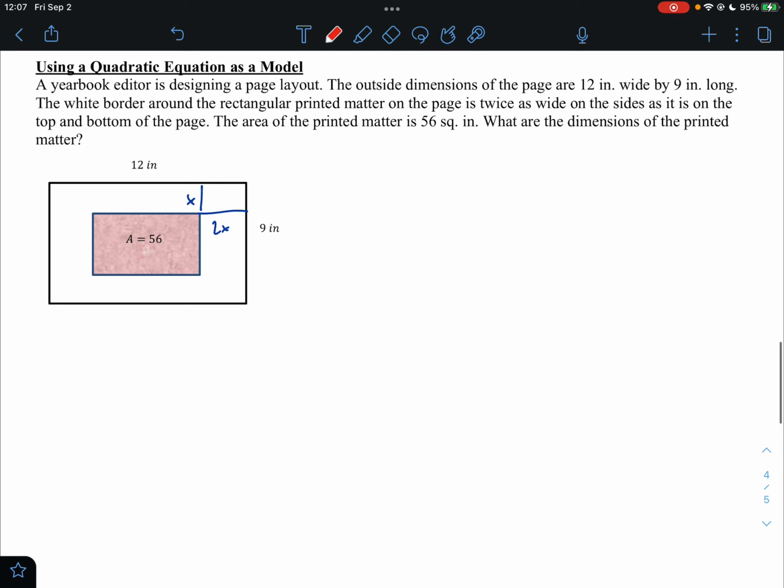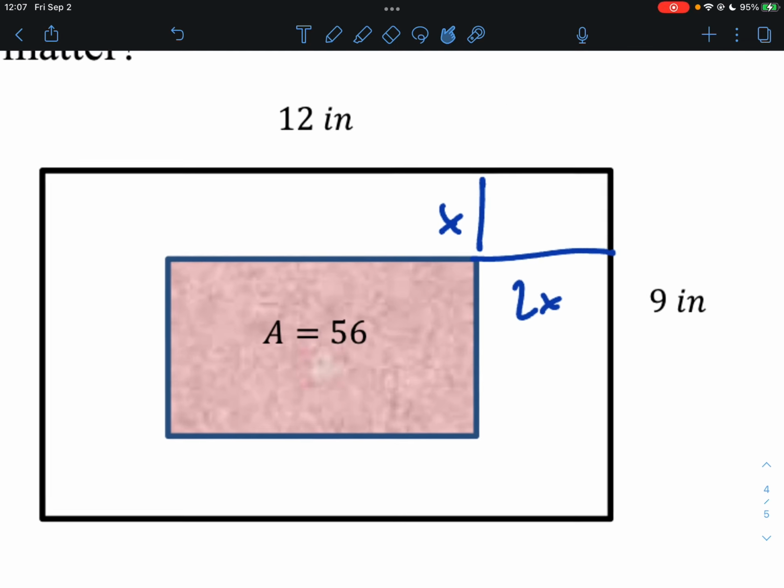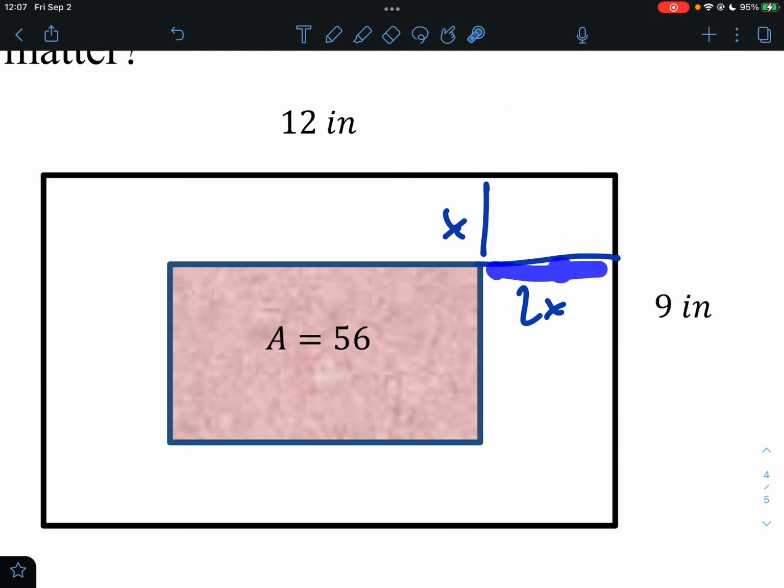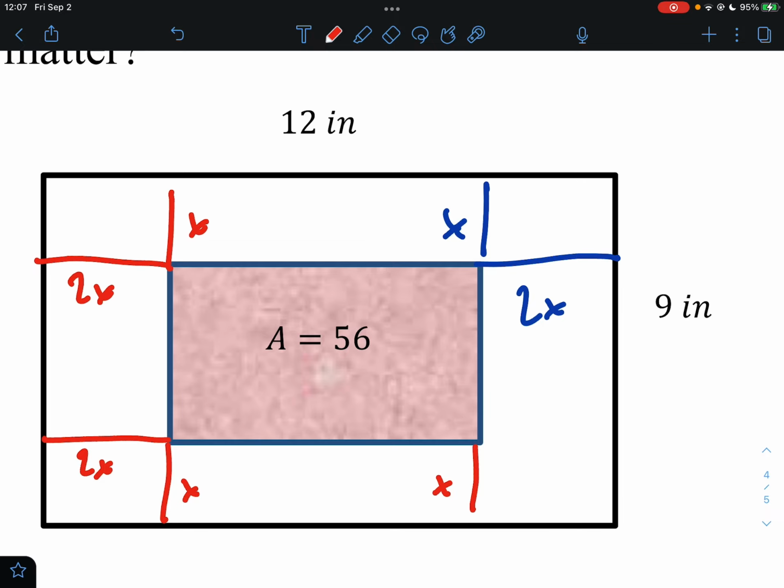All right, the last one here is a little word problem using a quadratic equations model. A yearbook editor is designing a page layout. The outside dimensions of the page are 12 by 9. The white border around the rectangular printed matter on the page is twice as wide on the sides as it is on the top and bottom. So you can see here, I already did this. This is twice as long as this, is what that says. So this would also be x. This would also be 2x. You can go all the way around and do that, x and 2x, all the way around.